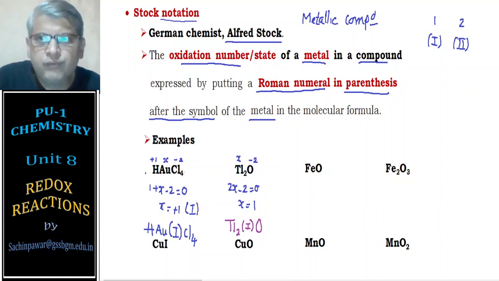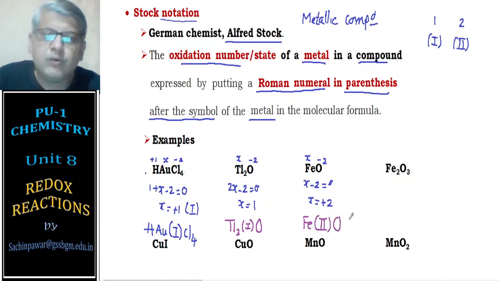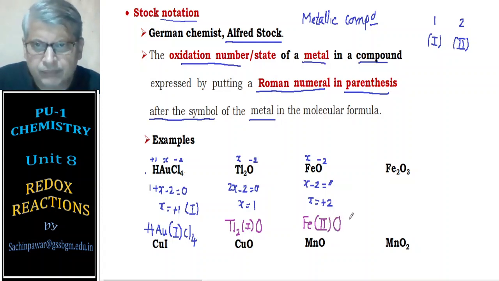If I have to find out the stock notation for this, for example, this is -2, so this is X. So X minus 2 is equal to 0. So X is equal to +2. So Fe is in +2 state. So stock notation, Roman numeral 2 I have to use. Then I can write the stock notation for this compound as Fe, Roman numeral 2, O, as it is. It's as simple as that.